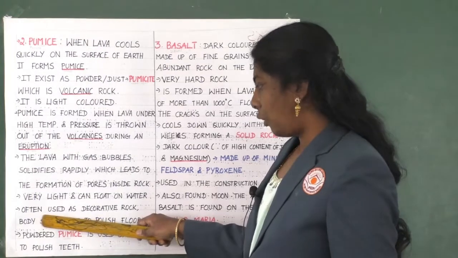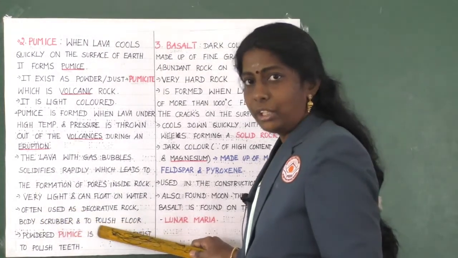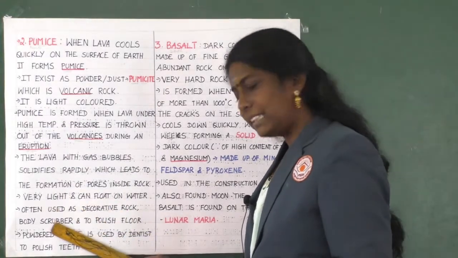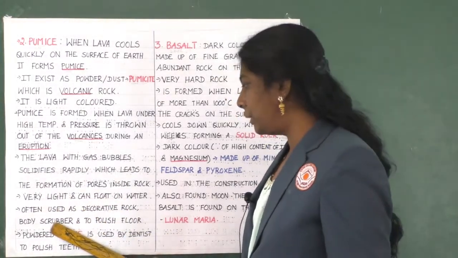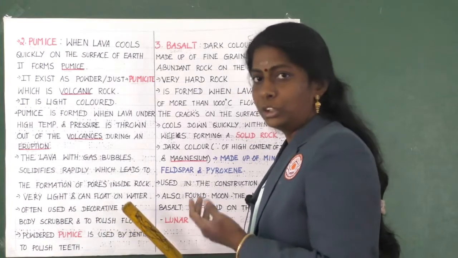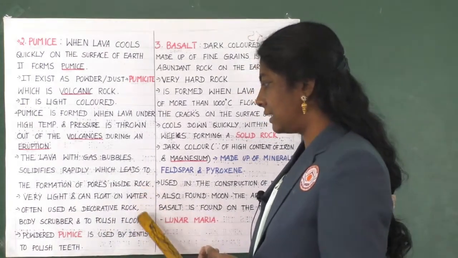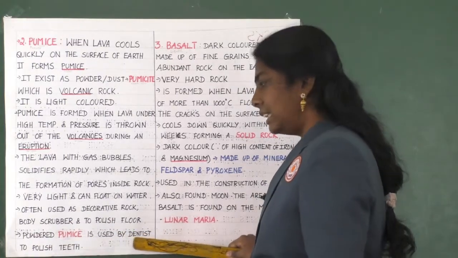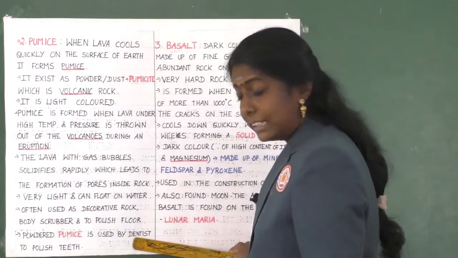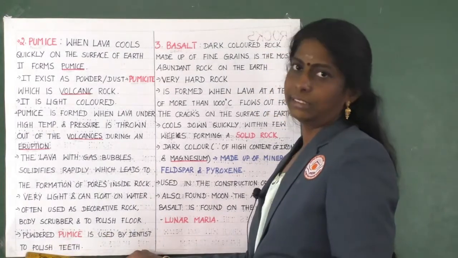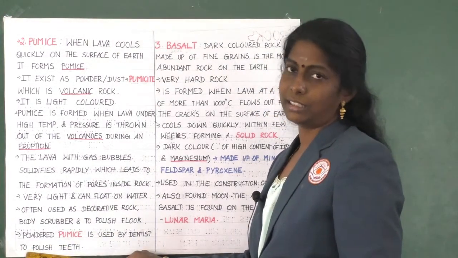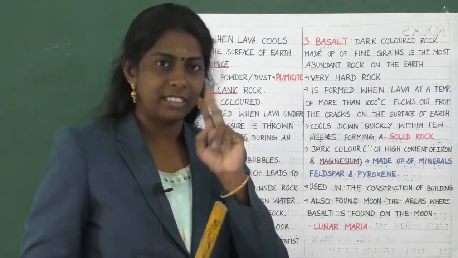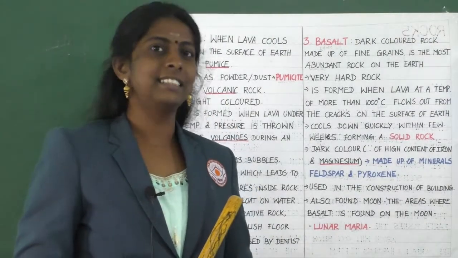It is often used as decorative rock, body scrubber and to polish floors. Clear, children? Then the powdered pumice is used by dentists to polish teeth. Clear, children? So children, till now we have learned about two different types of igneous rock, that is granite and pumice.